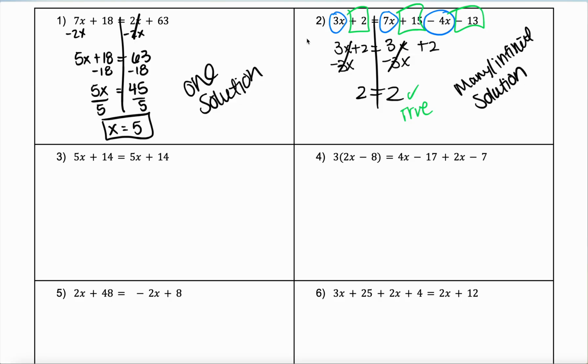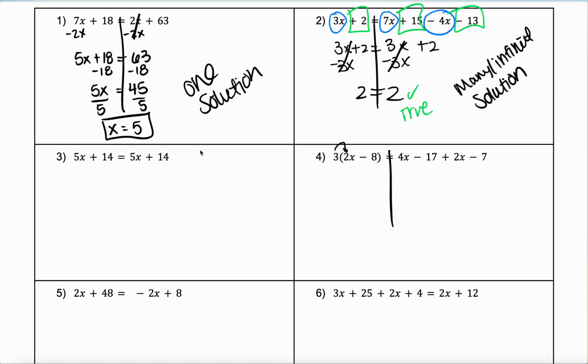Alrighty, let's move on to number 3, and then I'm going to have you guys do the rest on your own. Actually, I'm going to do number 4. On this one, I chose to do number 4 instead just because we have that distribution going on, so I want to make sure that we can get some of that review in. So since I have distribution, I always want to start with that. So I'm going to first multiply my outside term by my inside term.